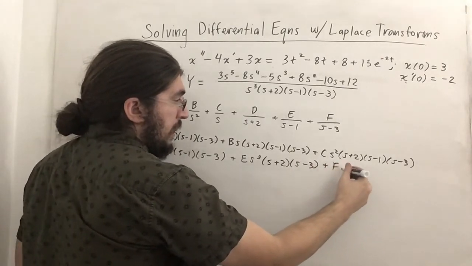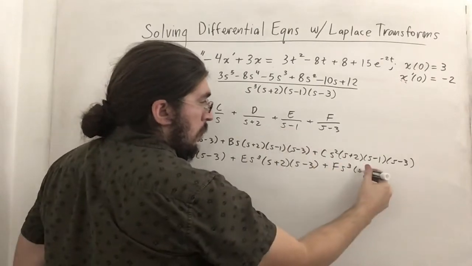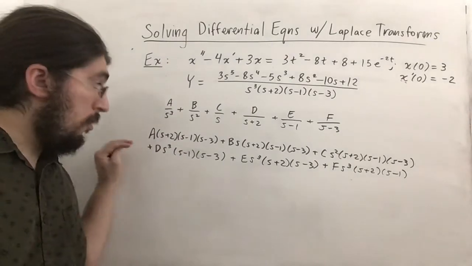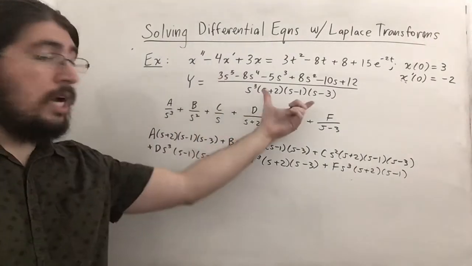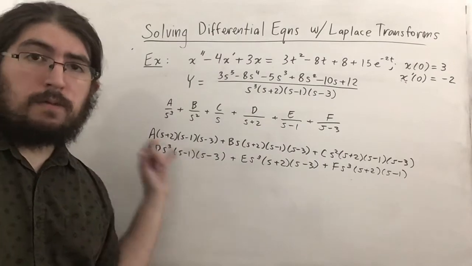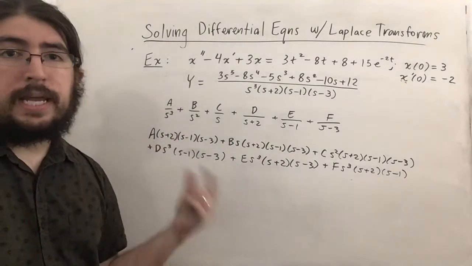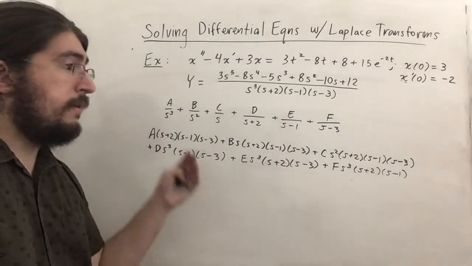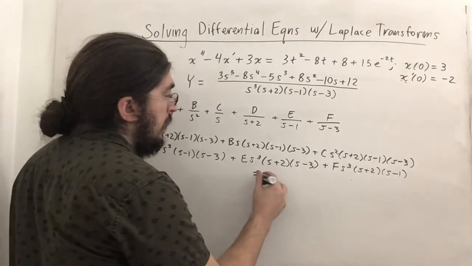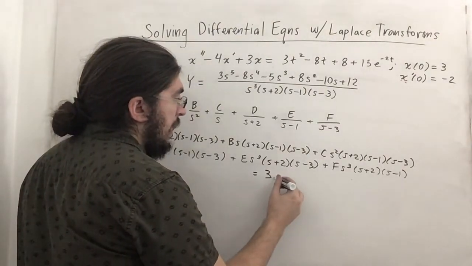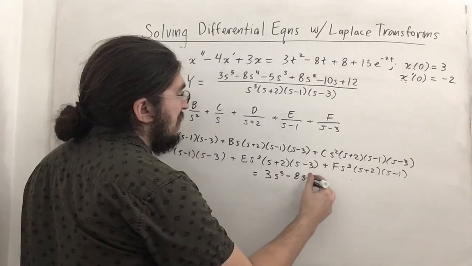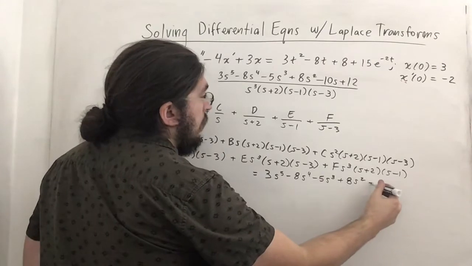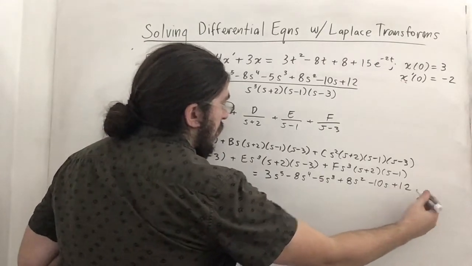And then F needs s cubed, and it needs the other two, which are s plus 2 and s minus 1. And this will actually now make this whole expression all divided by this common denominator. So in fact, that whole fraction will be equal to this, in which case we don't care about the denominators, we only care about the numerators. So this crazy long expression being the numerator must be equal to the original numerator. So equal to 3s to the 5th minus 8s to the 4th minus 5s to the 3rd plus 8s squared minus 10s plus 12. Whew.